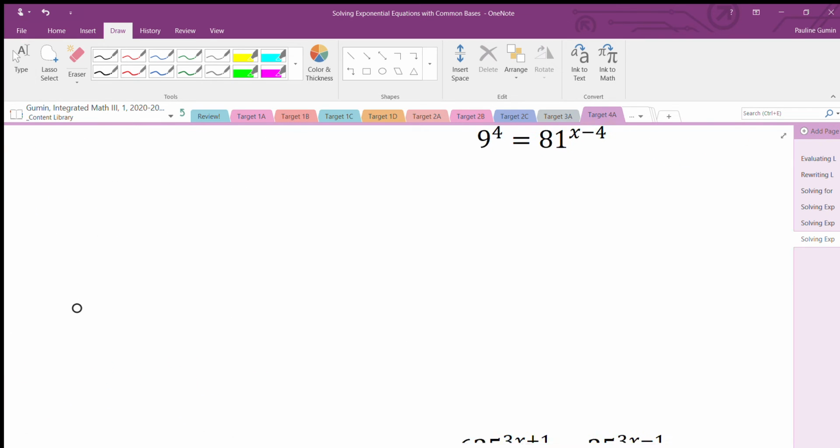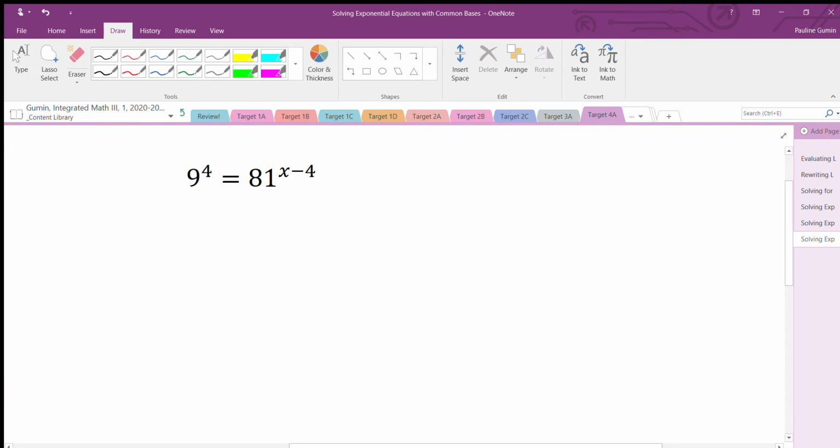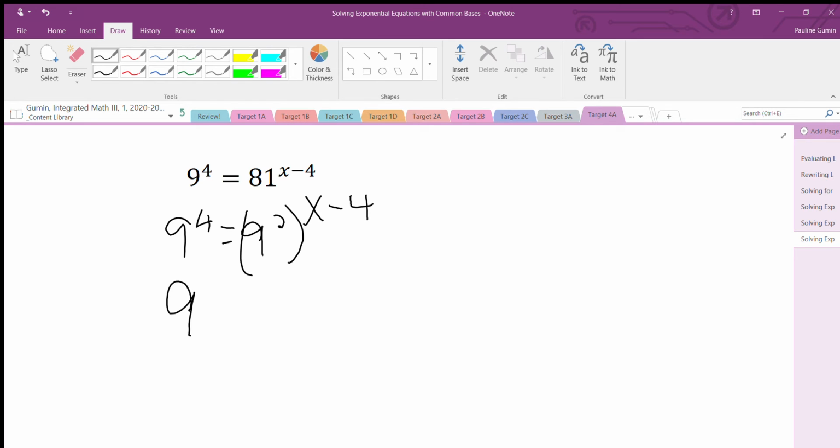Let's try another one. Okay, here we have 9 to the power of 4 equals 81 to the power of x minus 9. Now, I do recognize that 81 can be written as 9 squared. So the left-hand side, I'm not going to rewrite because I already have a base 9. But 81 becomes 9 squared. All right, so we have 9 to the 4th equals 9 to the power of 2x minus 4.